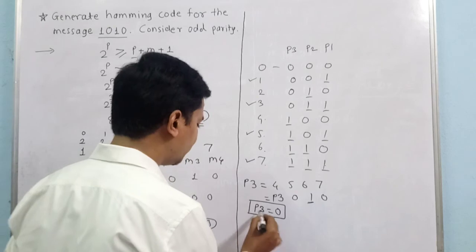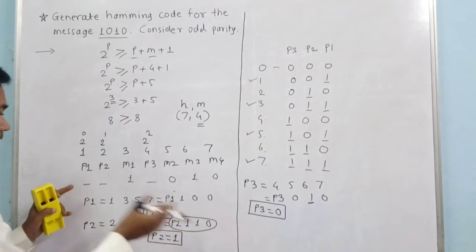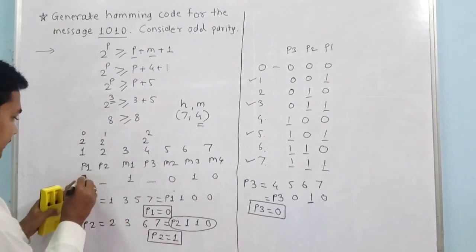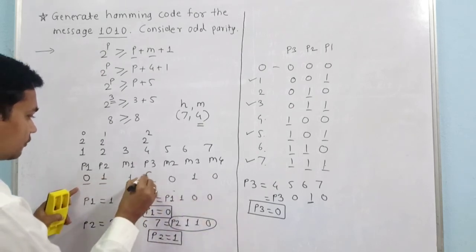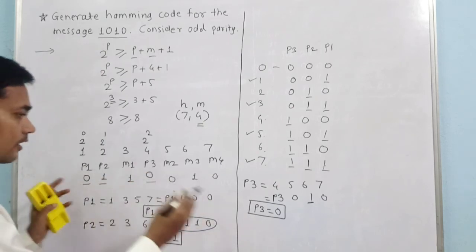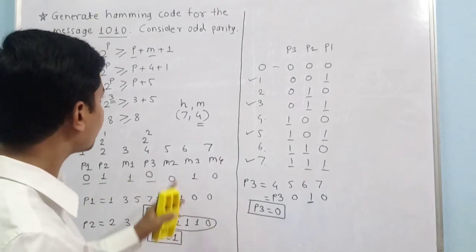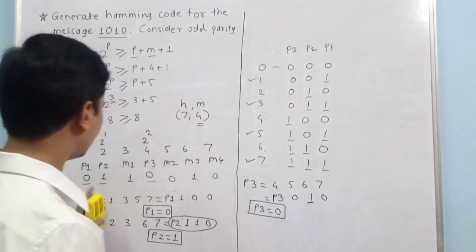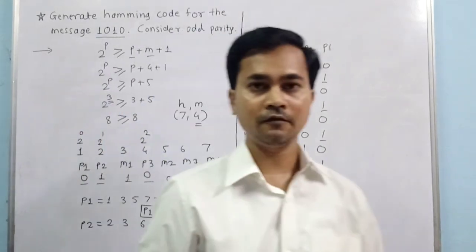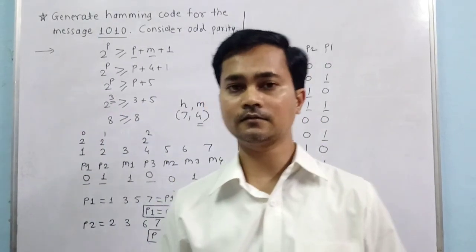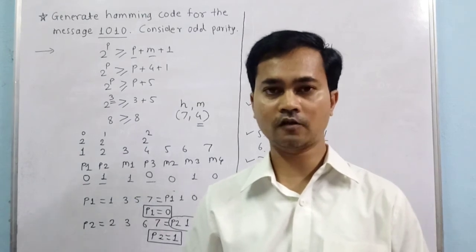So put these values in the Hamming code. P1 must be 0, then P2 must be 1 and P3 must be 0. To make it odd parity, we have found this Hamming code: 0 1 1 0 0 1 0. So this is how we can find out even parity or odd parity.